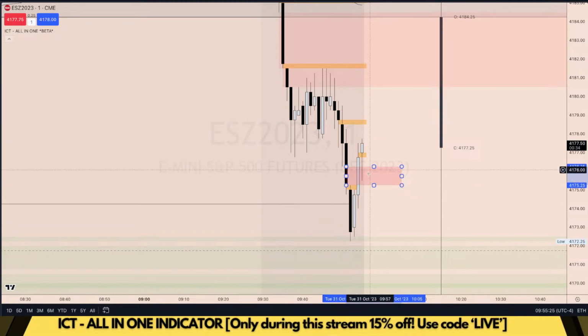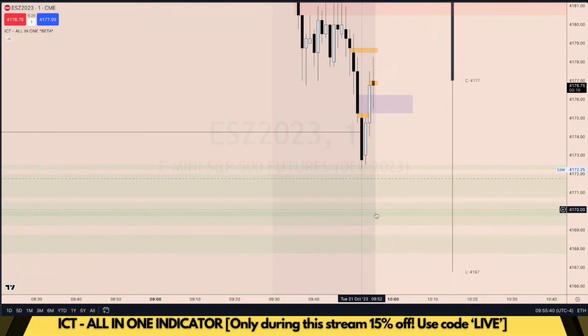now turned into an inversion fair value gap, and we used that inversion fair value gap here already to deliver to the upside. Took out sell side, inversion fair value gap, hit a 1 minute bullish fair value gap down here. We have a couple of them below us.